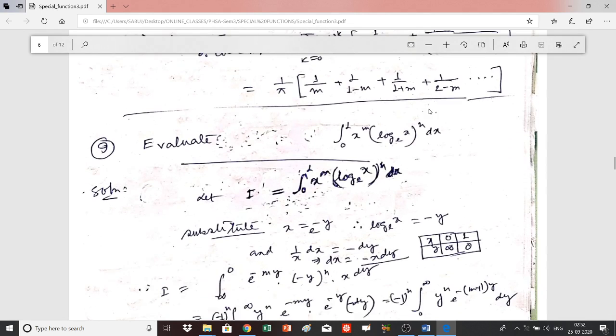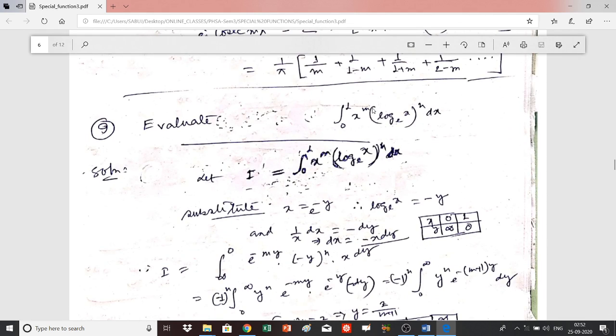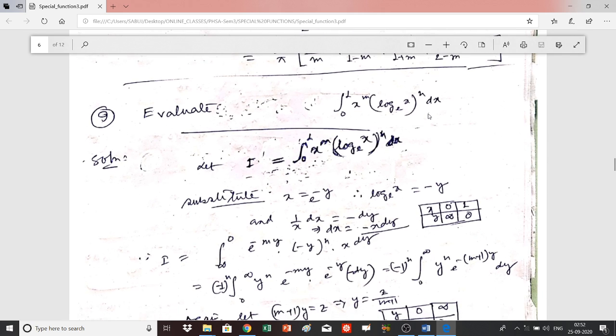Now another problem is here. Evaluate the integral from 0 to 1 of x^m (log x)^n dx. Evaluate this integral, and to do this you consider that I is equal to this.